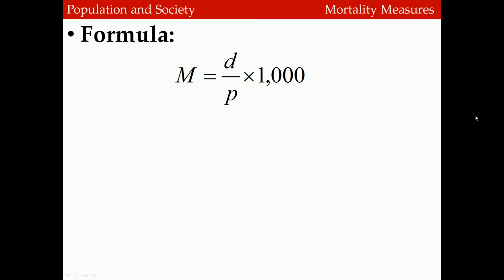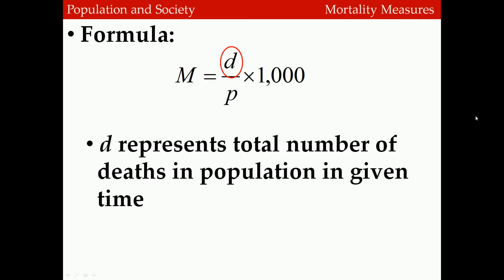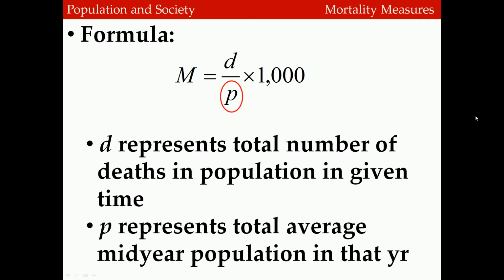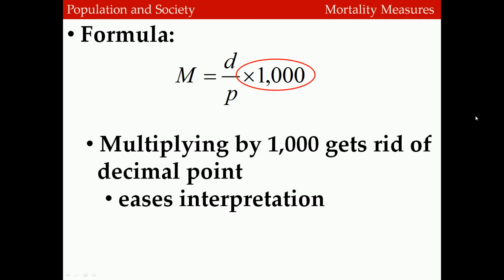We're going to denote the crude death rate as M for mortality. And you can see in the formula that we have D in the numerator, and this represents basically the number of deaths in a population in some time period. And again, that's typically a year. In the denominator, we have P, which represents the total population at mid-year, the average total population in that time frame. We also typically multiply the ratio of the deaths to the mid-year population by 1,000. And this essentially just gets rid of the decimal point and eases the interpretation and makes it interpretable as a rate per 1,000.